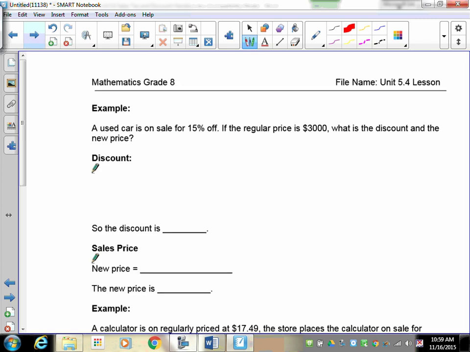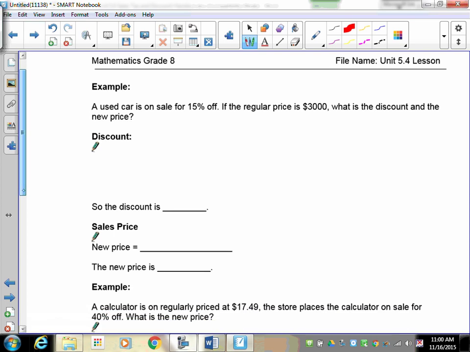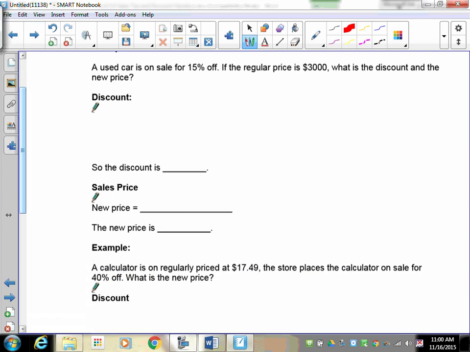Let's try a question. A used car is on sale for 15% off. It's used. If the regular price is $3,000, what is the discount and the new price? So let me try this one. All right, 15% off. Simple. 15% divided by 100 is 0.15. And now I've got to take 0.15 and multiply it by the 3,000. And 0.15 times 3,000 means that I have, I think, $450.